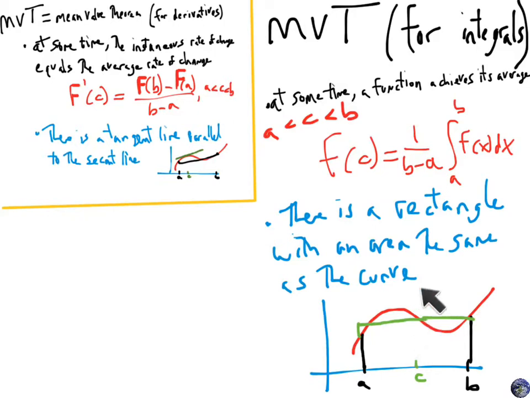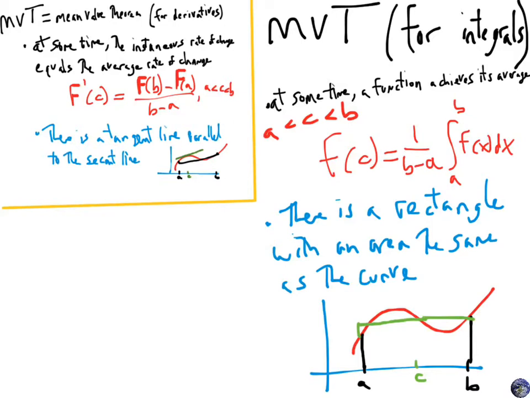Now, by the way, it makes sense that graphically this is the same as this formula, because if you just multiply this by b minus a, what it says is b minus a times f of c, which is the area of this rectangle, would be equal to the integral.